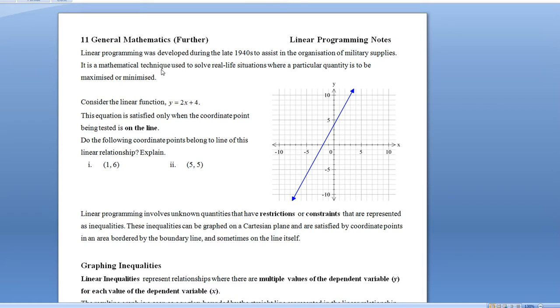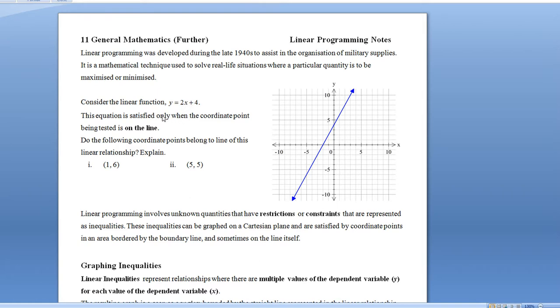It's a mathematical technique used to solve real life situations where a particular quantity is to be maximized or minimized. We'll talk more about this later. Let's have a quick look at how these relate to linear functions. They're different. Linear programming doesn't look at linear functions, it looks at inequations. But let's look at a function first of all.